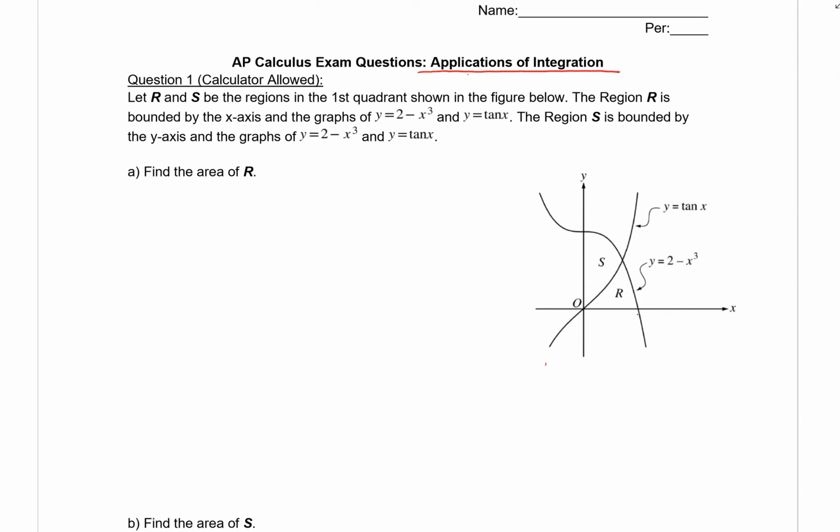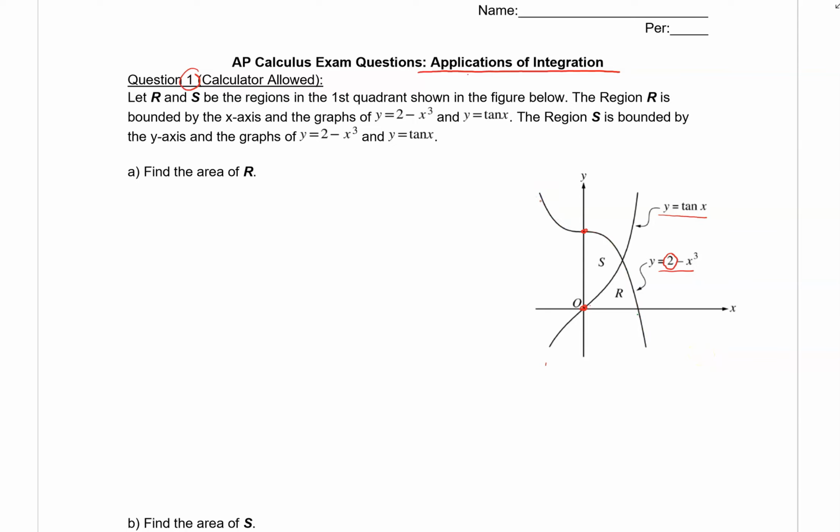Now, if you look at this first one here, what we're given are the graphs of two equations. We've got y equals tan x, which is this one here, kind of going through the origin. And then we have the equation y equals 2 minus x to the third, which is a cubic function with a y-intercept of 2. So it's going through our y-axis right here, and it's curving down this way. So that's our 2 minus x cubed function.